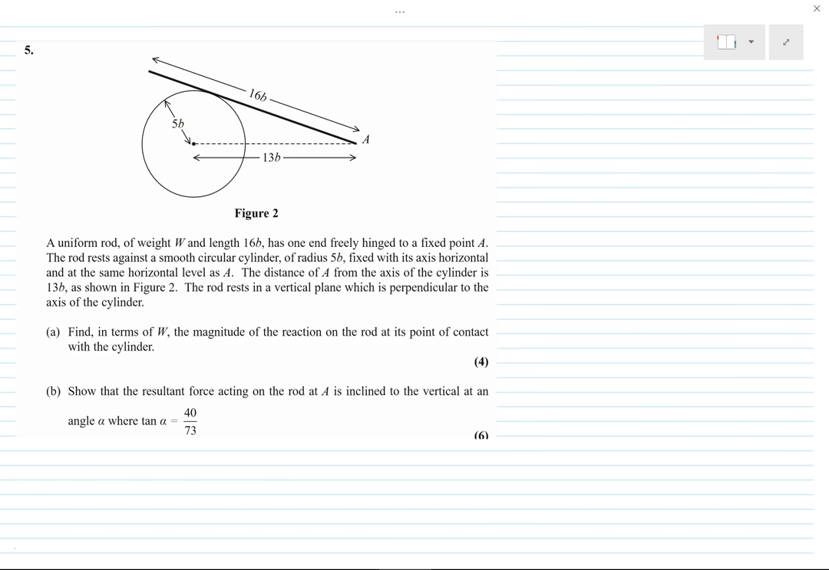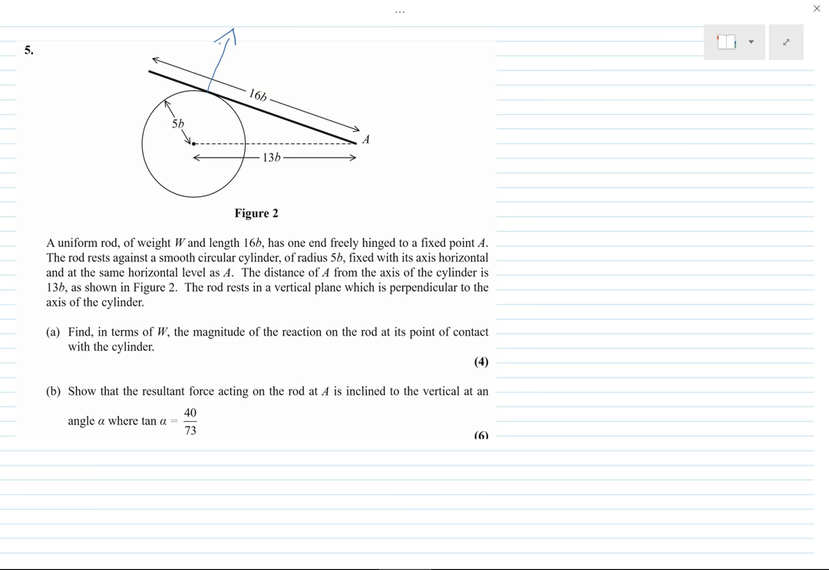Question 5 is a statics question. It's got a hinge and it's also got a cylinder. It looks maybe a bit more threatening than it is when you first look at it. The main thing here is to acknowledge that the reaction force they're asking for is perpendicular to the contact, because that's circular and the tangent is perpendicular to the radius there. Once we've got that, with a little bit of care, it shouldn't be too bad.